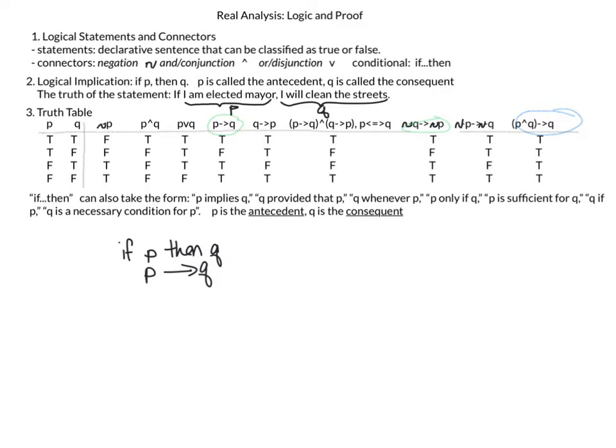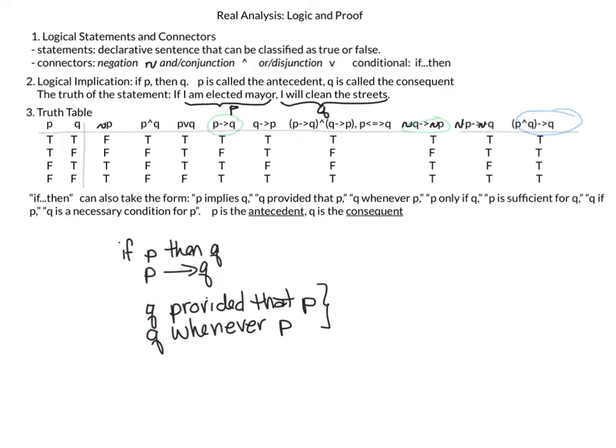There are other ways of saying the if-then. So if P then Q, it can take the form of P implies Q, as we kind of did in this truth table here. Two other ways that are similar is to say Q provided that P, or Q whenever P. So the idea is this is saying, let's just take Q whenever P.